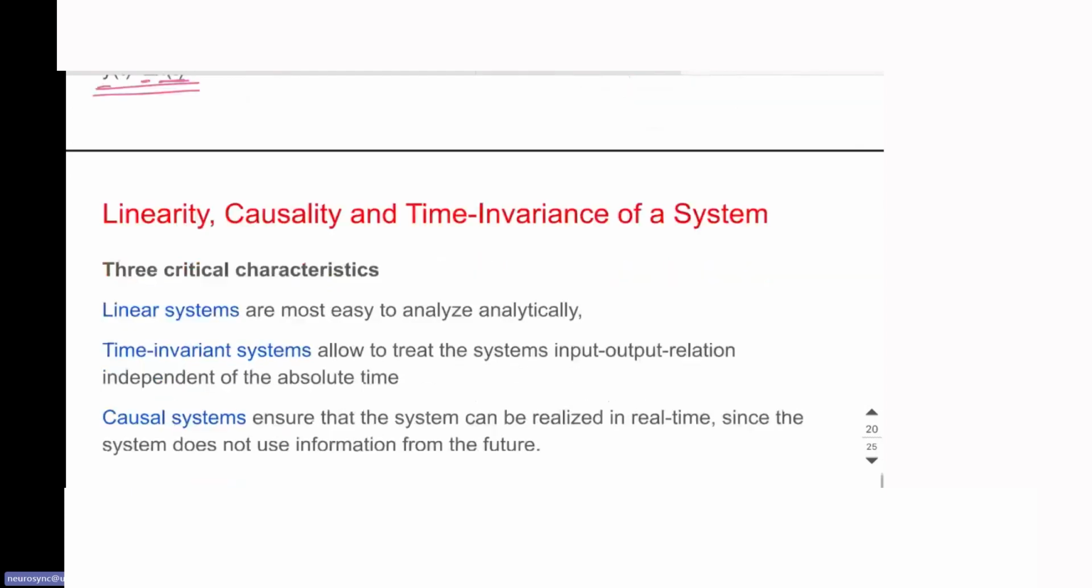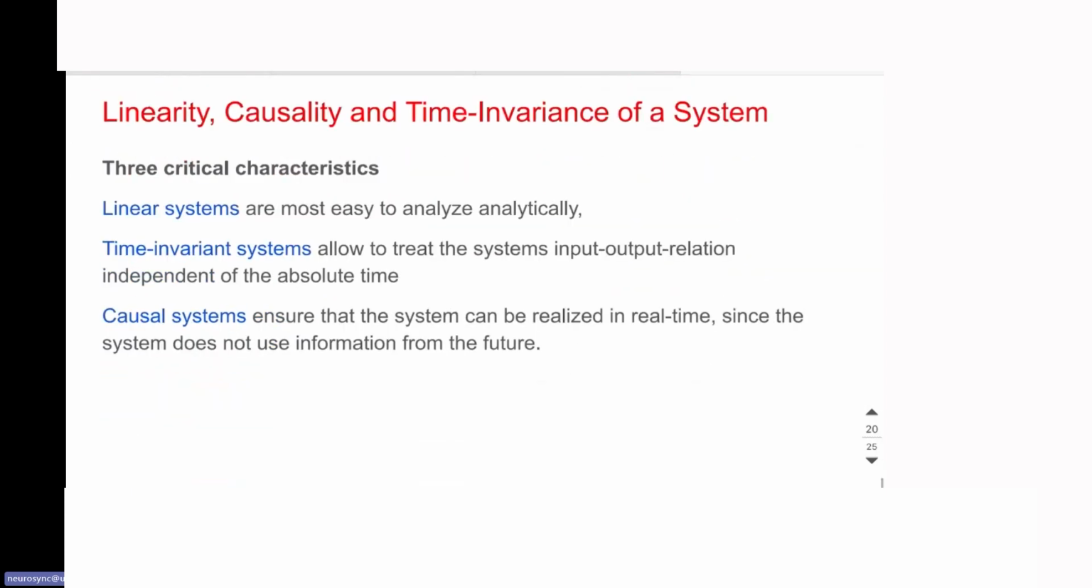Okay. Now, for every system, these are the 3 critical characteristics. We can say, rather, properties. What are these critical characteristics? One is linearity, then time invariance, and causality. So these are the critical characteristics.